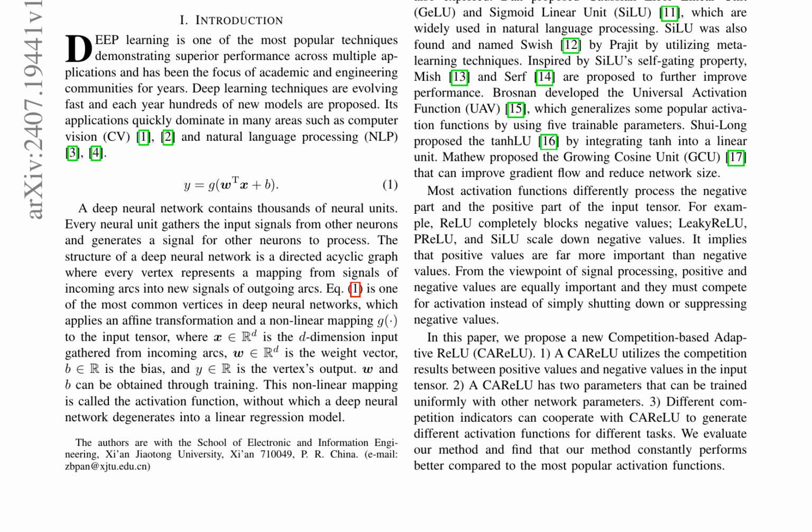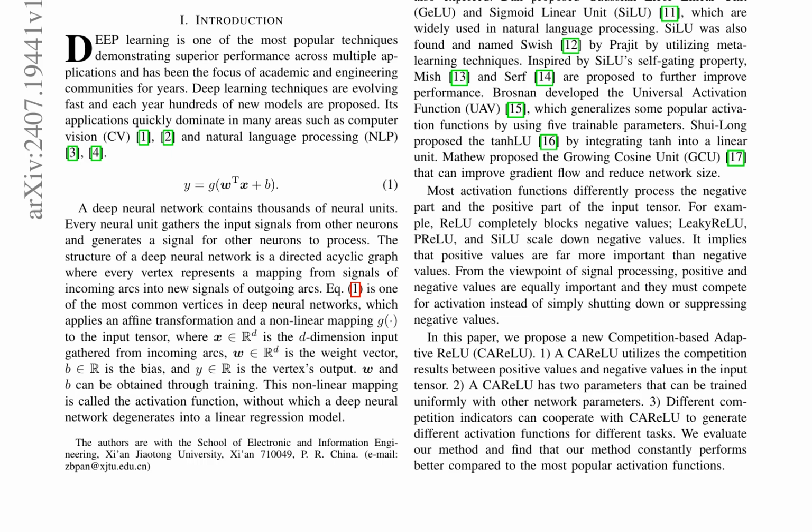CAReLU defines two trainable parameters to adjust the scaling strategy and can be trained uniformly with other network parameters. The competition-based approach utilizes the interaction between positive and negative values to adaptively scale the input, enabling CAReLU to cooperate with different competition indicators to generate distinct activation functions for various tasks.